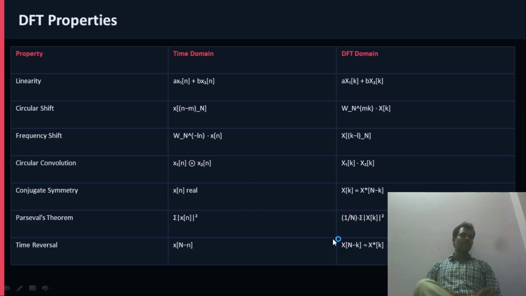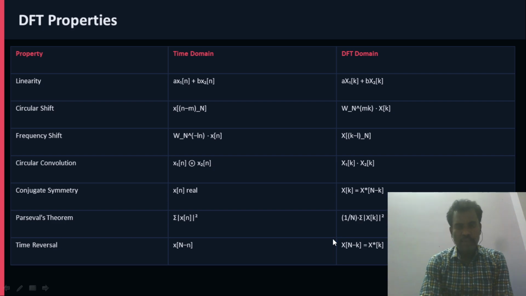Next, time reversal. As we know, time reversal means if you reverse the signal, the spectrum is also reversed. That means generally the signal will be reversed, but here it is complex conjugated. Complex conjugate of the transform, X star of k.